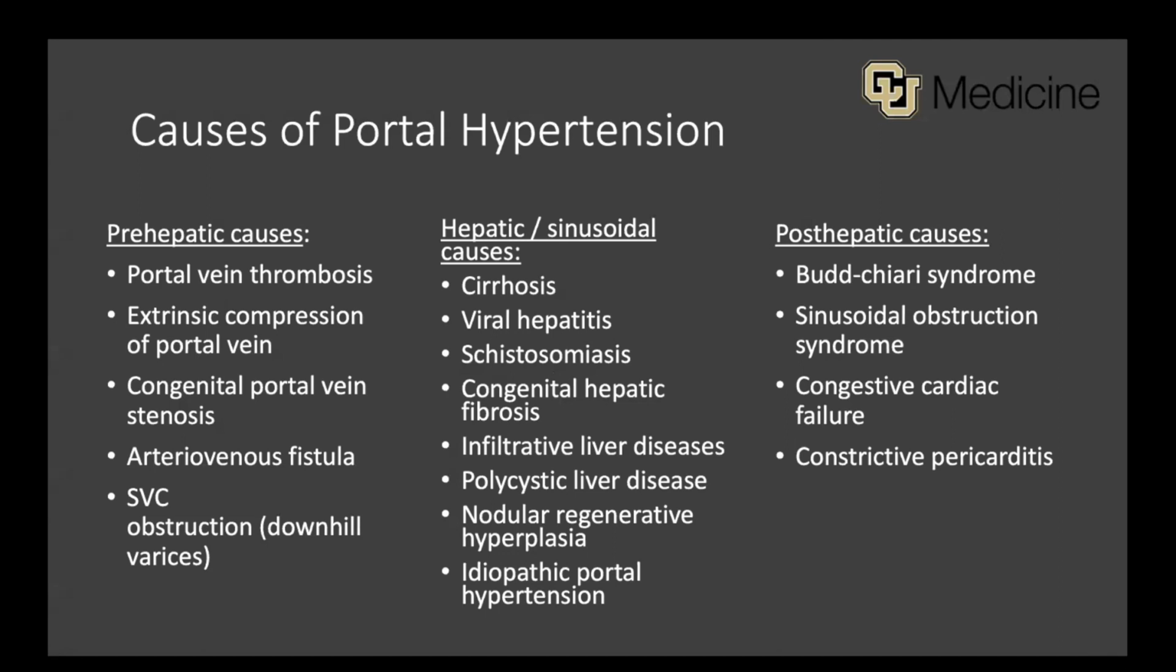There are many causes of portal hypertension. There are prehepatic causes, including portal vein thrombosis, extrinsic compression of the portal vein, congenital portal vein stenosis, arteriovenous fistula, and SVC obstruction. There are also hepatic sinusoidal causes, so intrahepatic. Most commonly that we see is cirrhosis, also viral hepatitis, schistosomiasis, congenital hepatic fibrosis, infiltrative liver disease, polycystic liver disease, nodular regenerative hyperplasia, idiopathic portal hypertension. And then last but not least, there are also post-hepatic causes: Budd-Chiari syndrome, sinusoidal obstruction syndrome, congestive cardiac failure, and constrictive pericarditis.